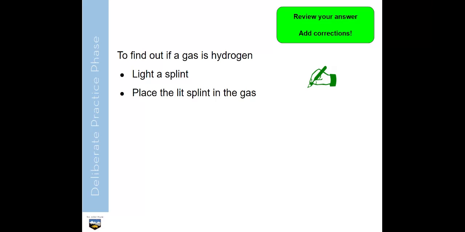Okay, so the answers are as follows. To find out if a gas is hydrogen, use a lit splint, place it in the sample of gas or hold it in the sample of gas. If it is hydrogen, it will make a squeaky pop.